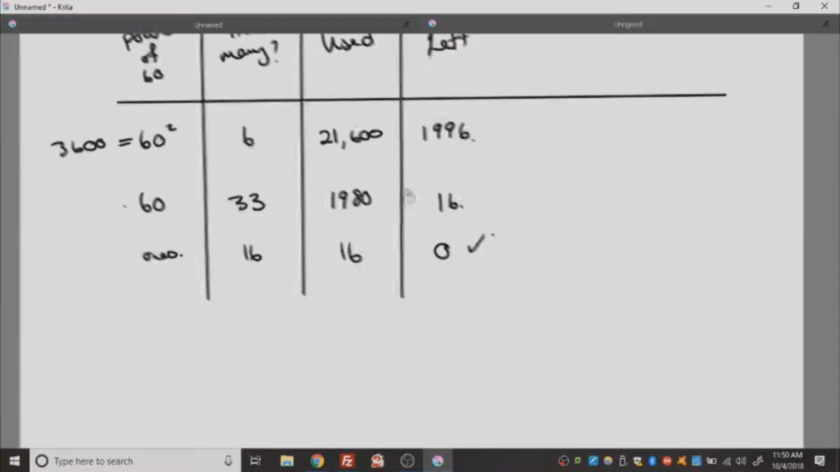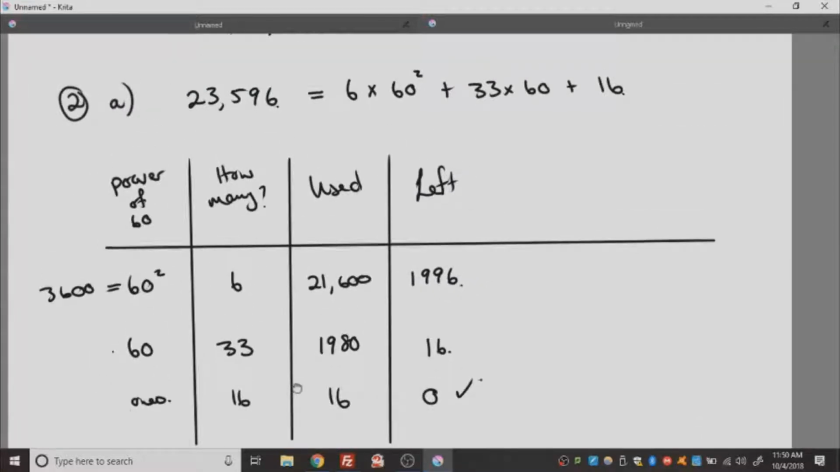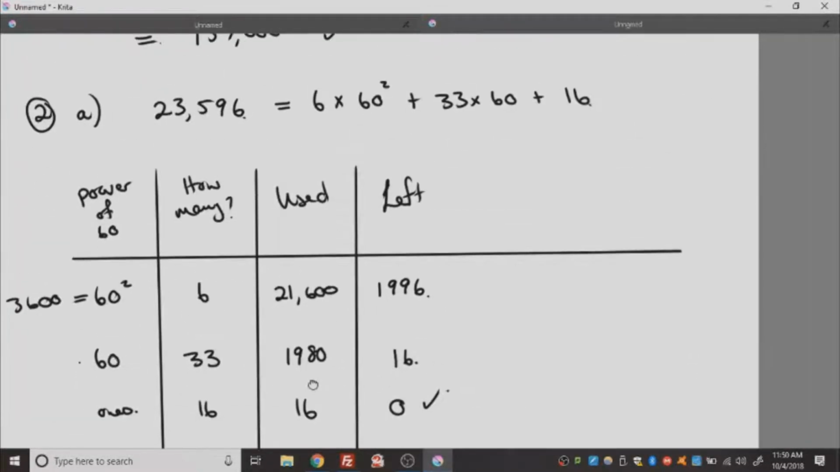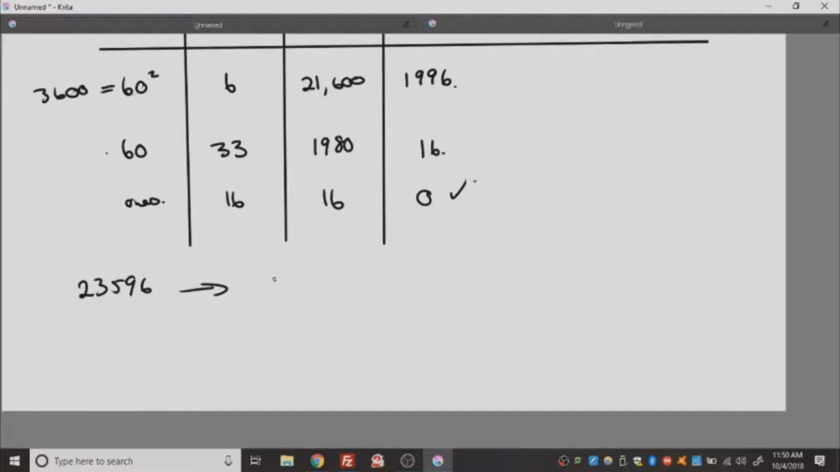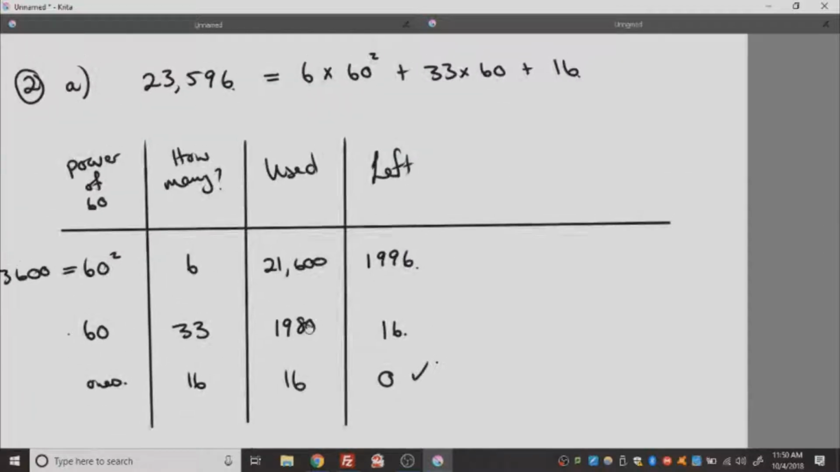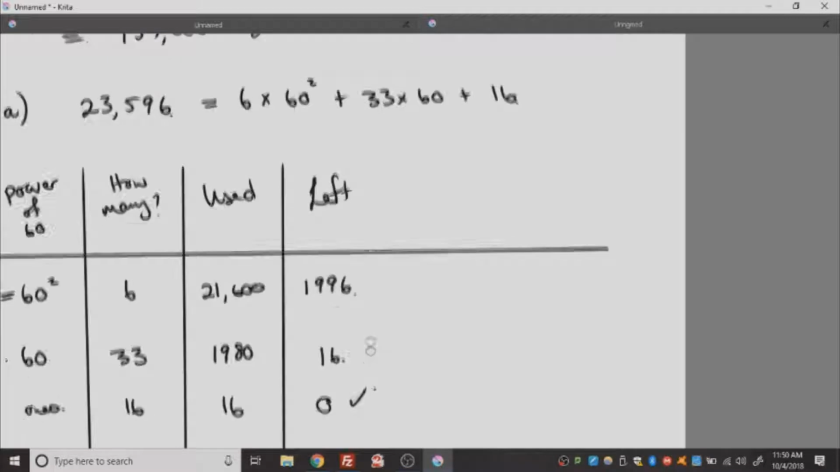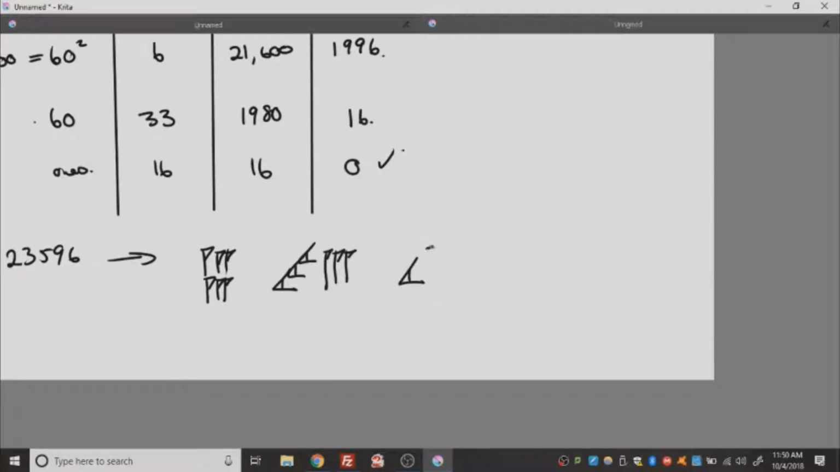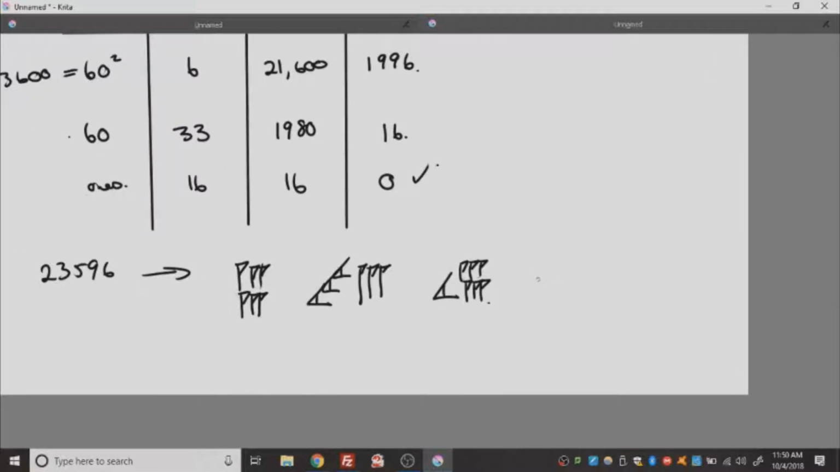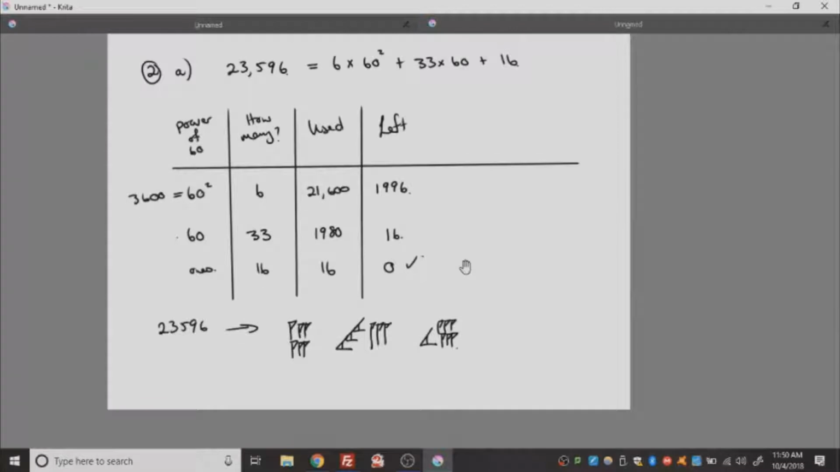So that means that the number 23,596 in Babylonian is a 3-place number. Left to right is a 6. Space. Then a 33. Space. Then a 16. And there you go. We'll zoom out a little so we can see both.